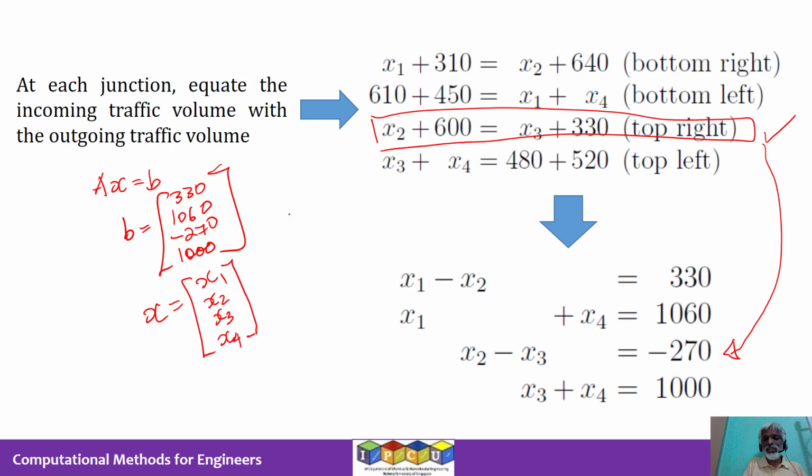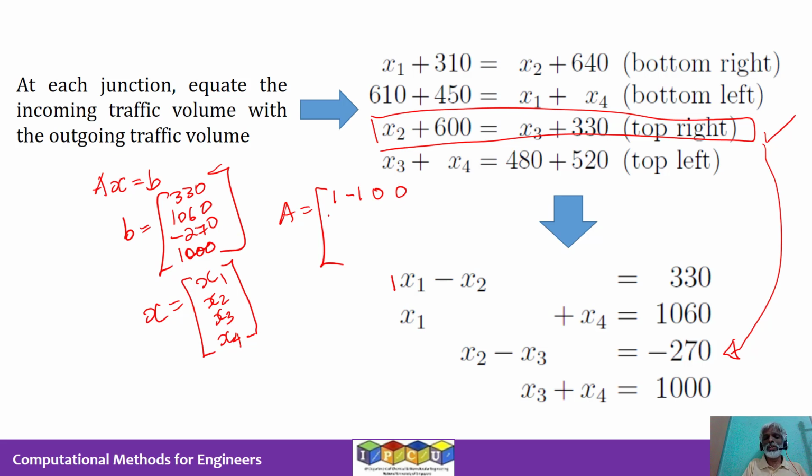And the A matrix is going to be, for the first equation, you have only x1 and x2. x1 has a coefficient of 1 because x1 is nothing but 1 times x1. x2 has a coefficient of minus 1. x3 and x4 have coefficients of 0 and 0 because they do not feature in the first equation. So it's going to be 1, minus 1, 0, 0 for the first equation.